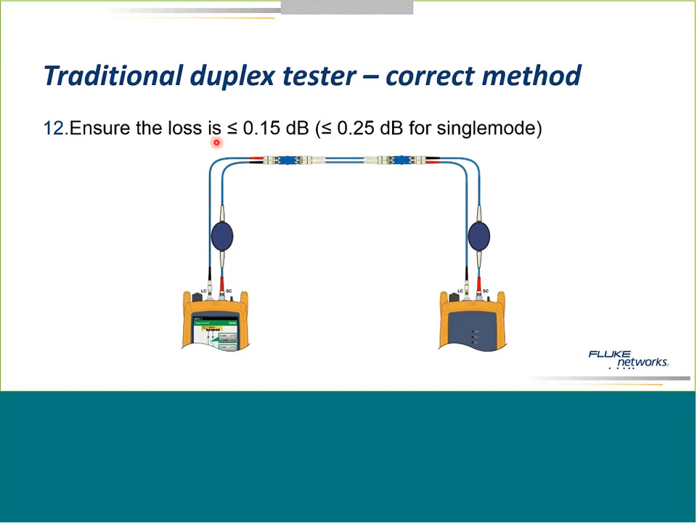So we'll run a test, and we'll check again to make sure multimode we've got less than 0.15, single mode less than 0.25 dB. Remember, we already included this first coupler in our reference, so it shouldn't be there. So now we're checking the quality of the connection on this second adapter to make sure it doesn't have too much. And from here, we can set a reference again.